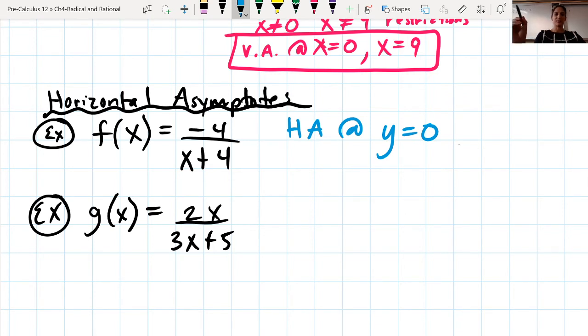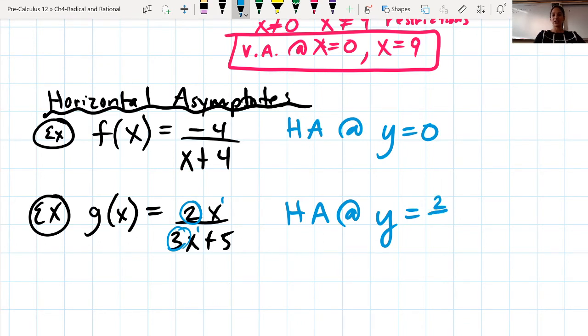So, I don't like that, I'm going to get rid of it. Because I have an x to the 1 there and x to the 1 there, this time my horizontal asymptote is the ratio of the lead coefficient at the top and the bottom. What am I saying? Lead coefficient would be the 2 in front of the x at the top and the 3 in front of the x at the bottom. So my horizontal asymptote is the ratio of the lead coefficient, so it's 2 over 3. It's at y equals 2 over 3.